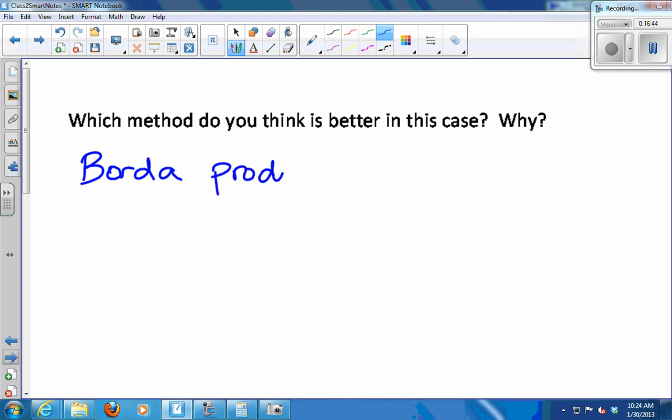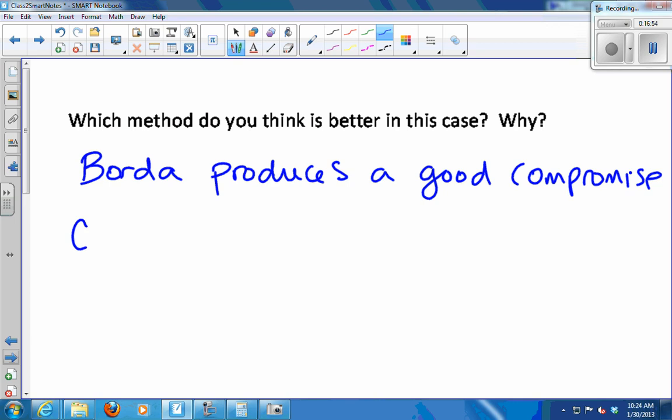So Borda produces a good compromise candidate, someone that everyone can live with. That's sort of a generally true property of Borda count. It's good at producing the compromise candidate.